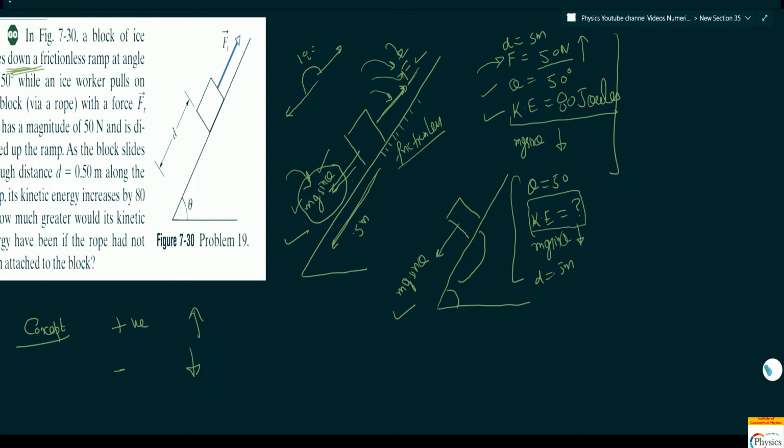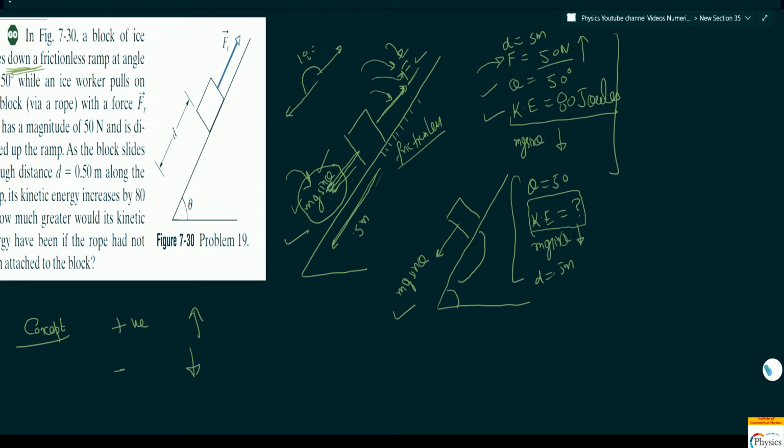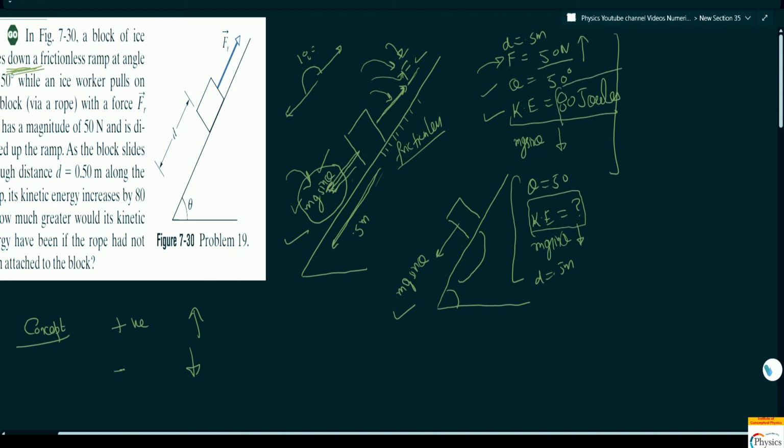The gravitational component of the force is doing positive work because the displacement is in the same direction as the mg sine theta. This is there, but in the case of the rope force, the force is upward. So what was the force doing in situation number one? In situation number one, the force component, which was doing negative work, reduced the gain in kinetic energy to 80 joules, right? Which is a big loss.